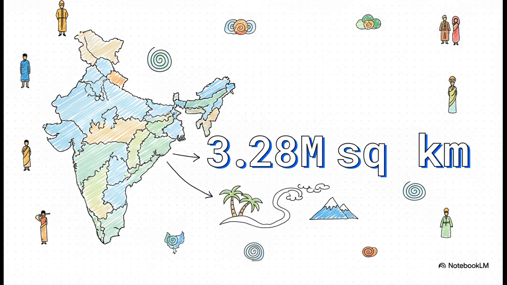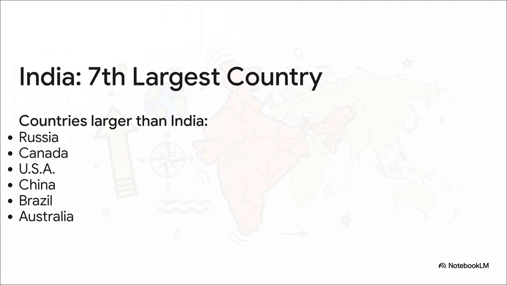Now let's talk about size. India's total land area is a massive 3.28 million square kilometers. It's a very big number, isn't it? And it is this vastness that is the reason for the incredible diversity we see in our country, from mountains and deserts to different climates and cultures. This huge area makes India the 7th largest country in the world. As this chart shows, we come after Russia, Canada, the USA, China, Brazil, and Australia.